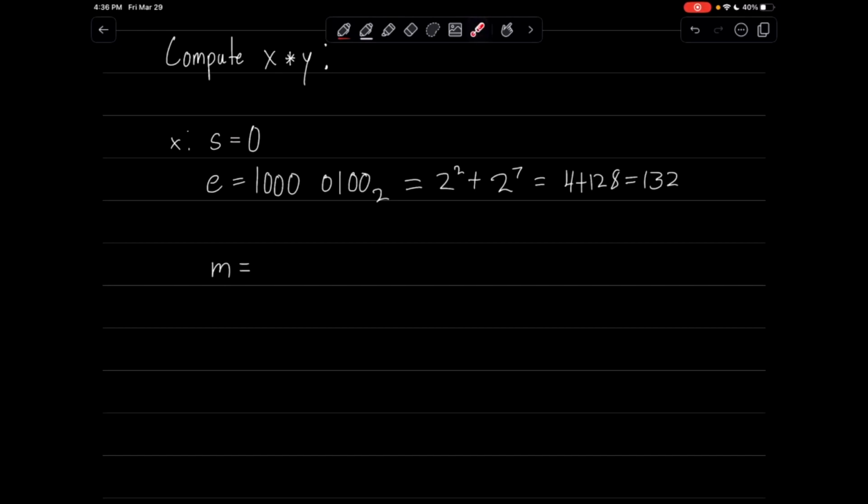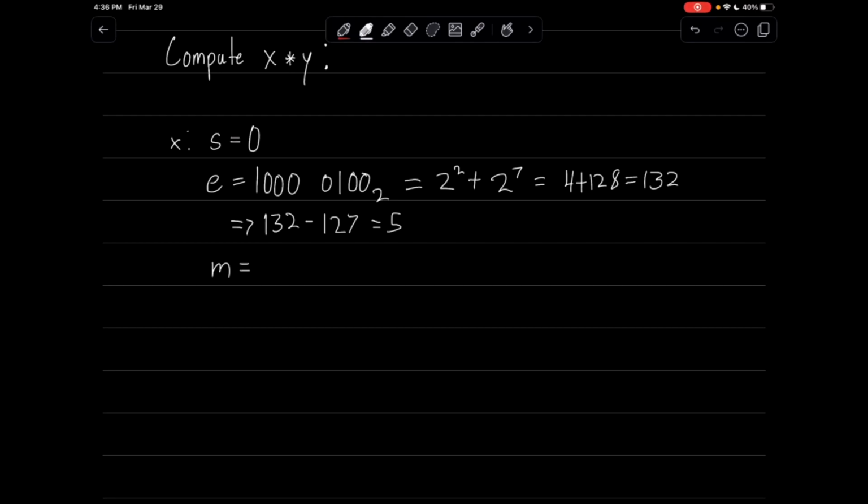But remember, I said we wanted to make this a decimal number, and we wanted to remove the bias. How do we remove the bias now that we have a decimal number? Well, all you have to do is just do 132 minus 127. 127 represents the bias, so we're just getting rid of that bias, right? So this is really equal to 5. So that is the exponent for x.